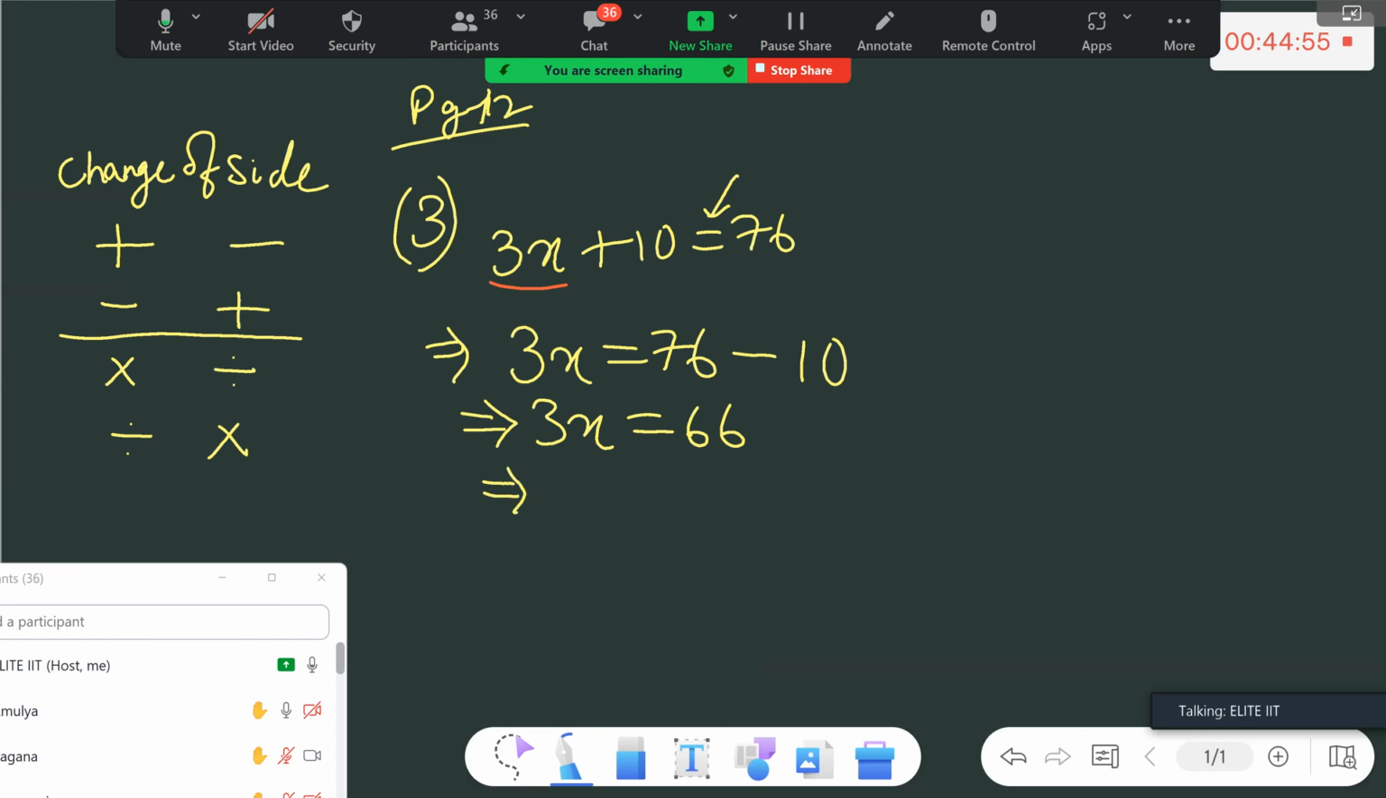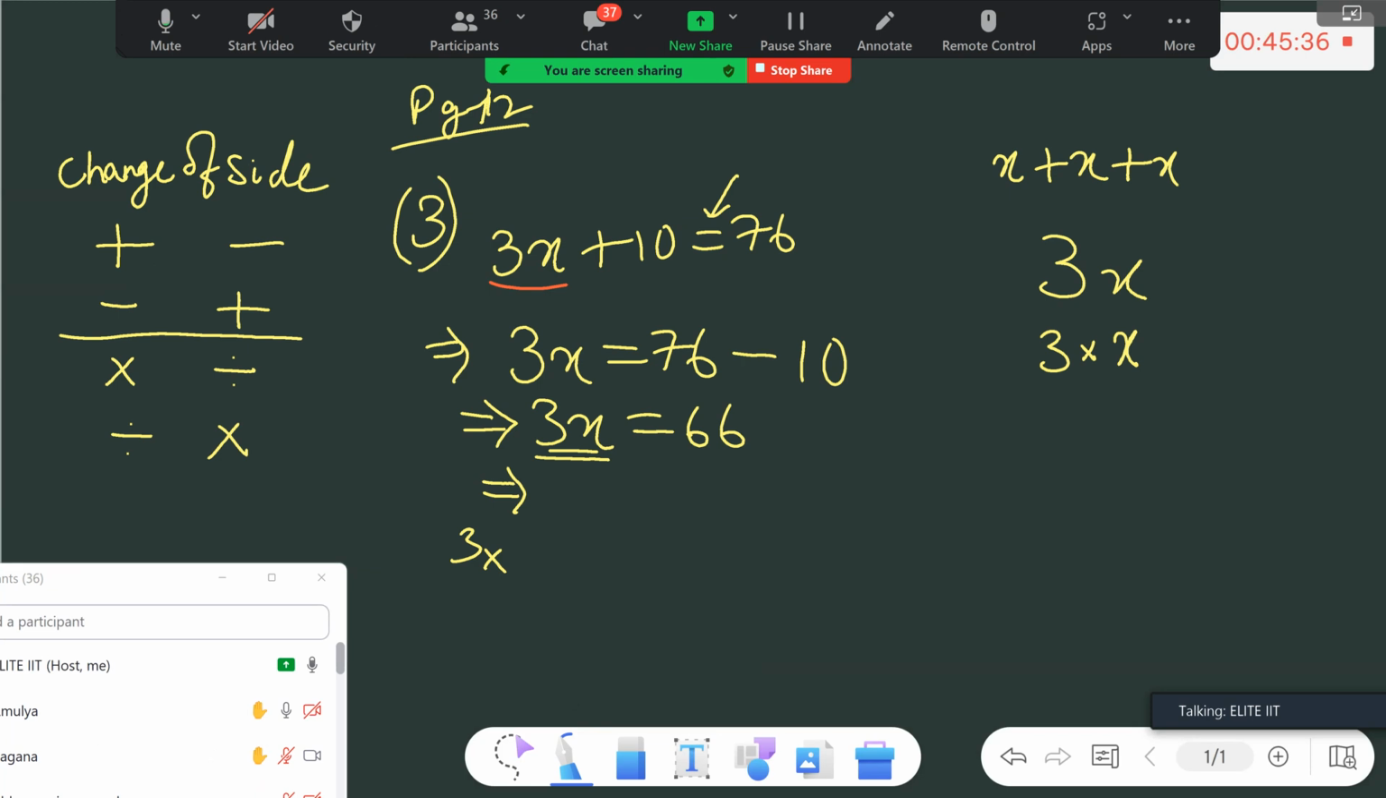So now, see, 3x means what? 3x means 3 into x. When we write 3x, it means 3 into this x. How did we get 3x? We got it by x plus x plus x.